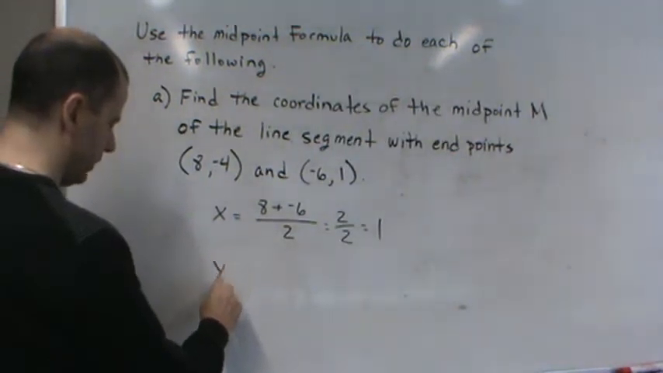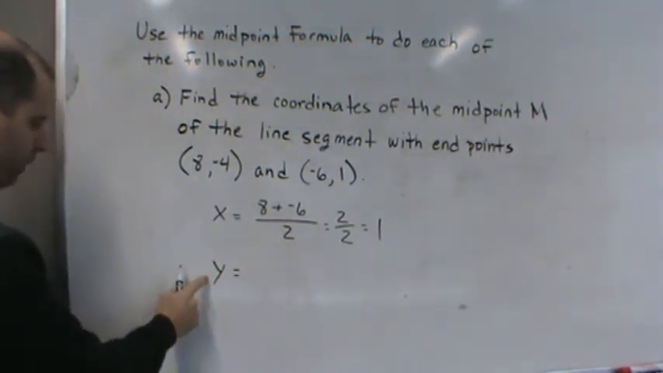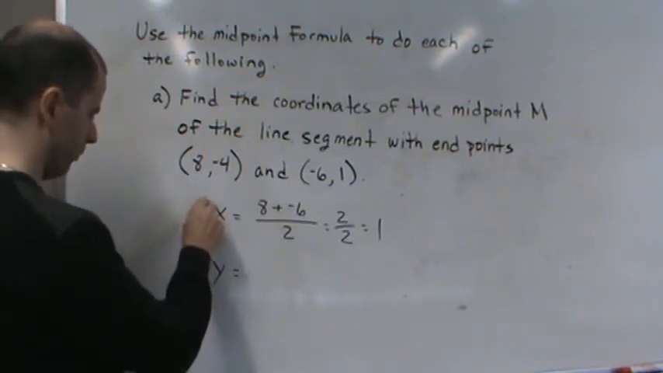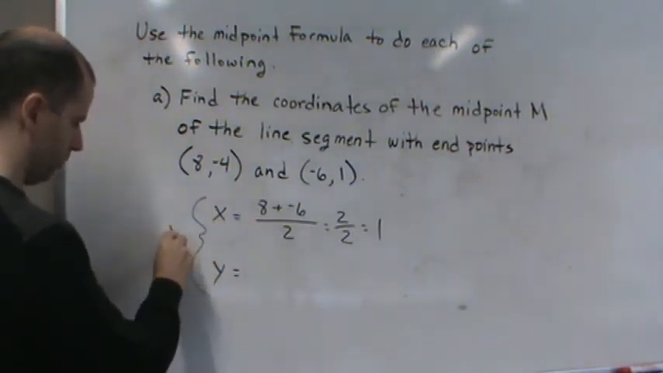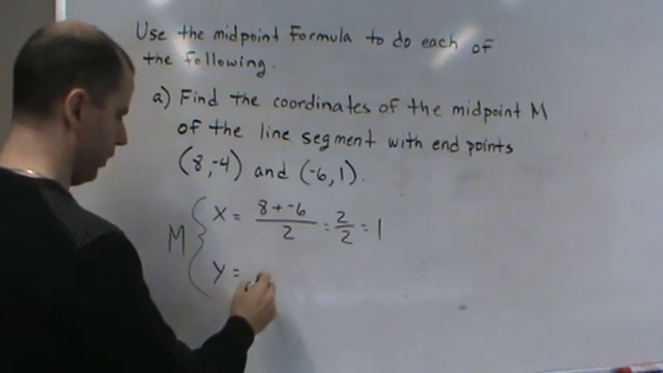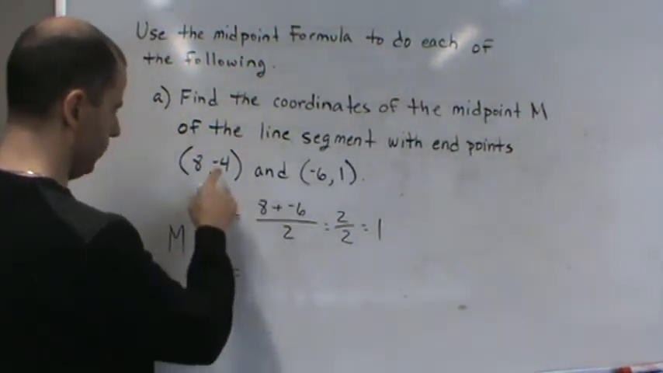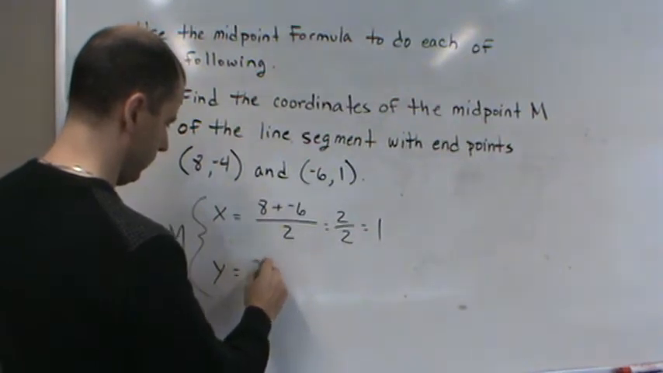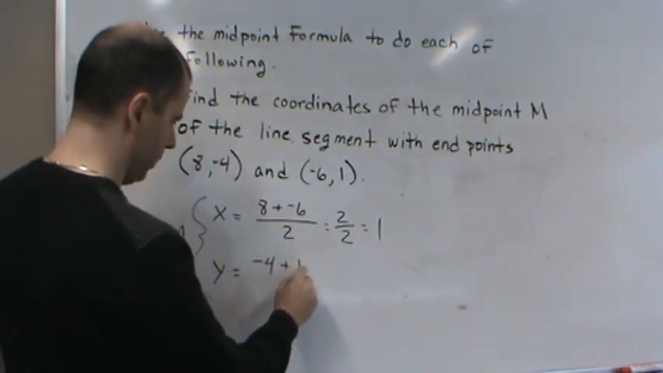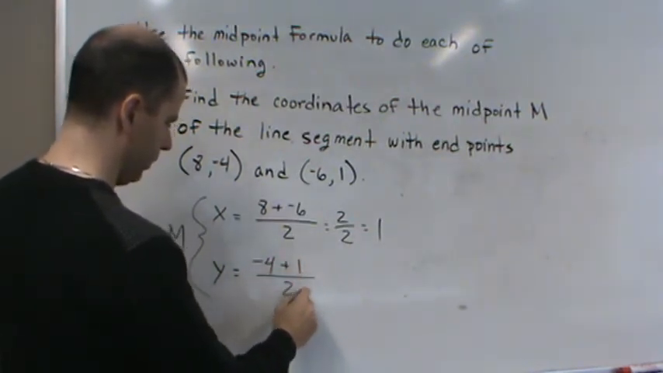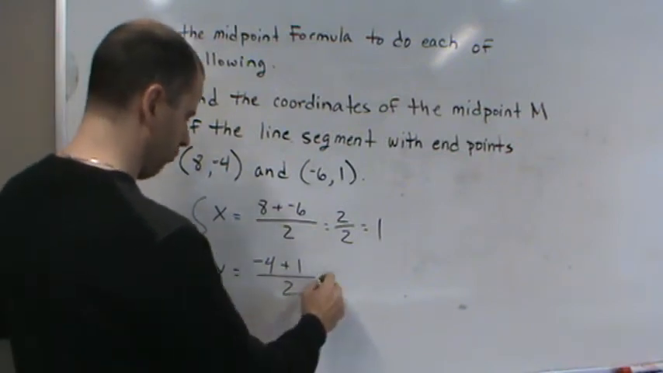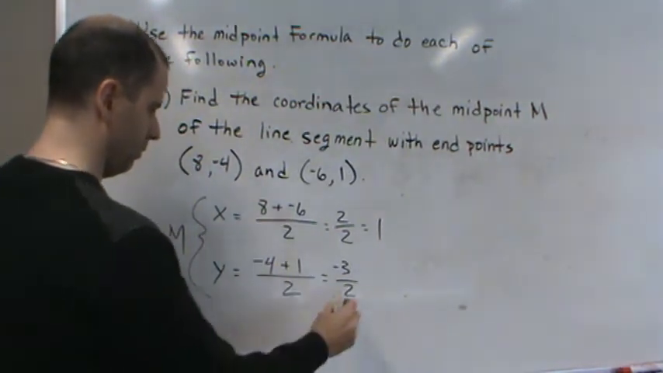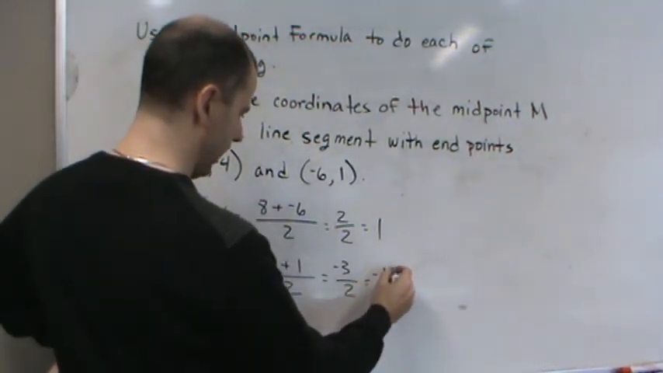And so then we're going to say y for the y coordinate for our midpoint. Okay, is going to be what? Now we're going to do the y. So we're going to do negative 4 plus 1. So negative 4 plus 1 divided by 2, which equals negative 3 halves, or negative 1.5.